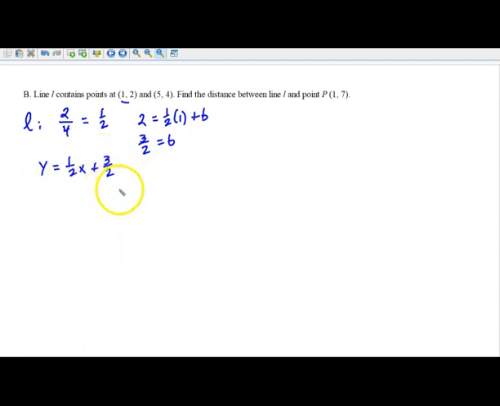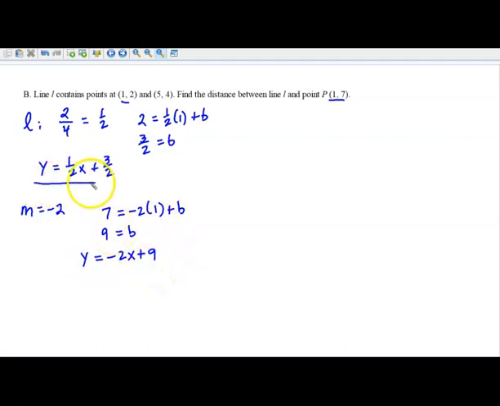Okay, and now the next step we're going to do is find out what the equation for the segment that is perpendicular to this would be. All right, so we know the slope has to be -2, and we also know that that segment contains the point 1, 7. All right, so let's plug in y equals mx plus b, and we'll solve for b. So we add 2 to both sides. We got b is 9. So the equation for the segment that would be perpendicular to L would be y equals -2x plus 9.